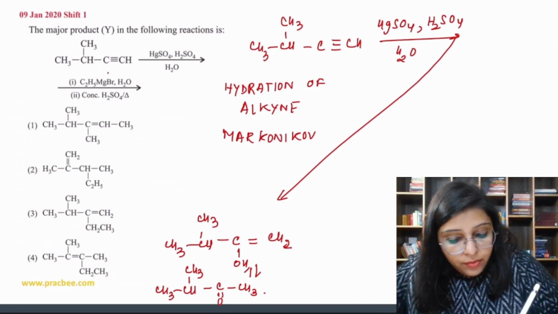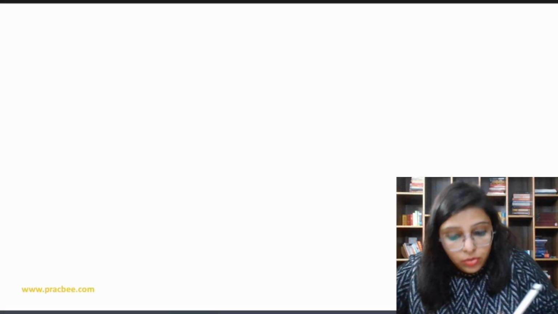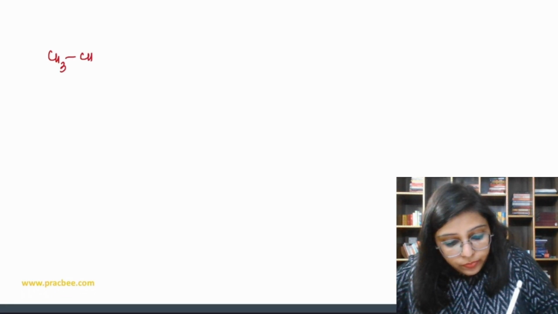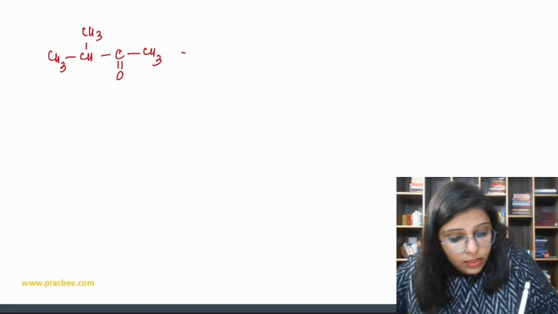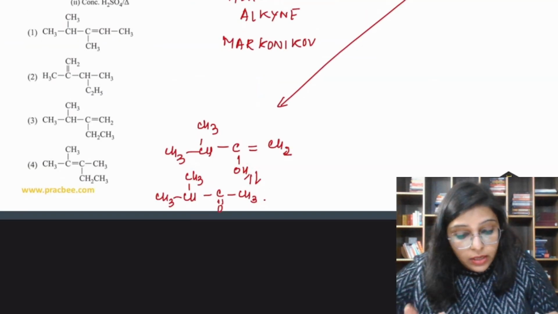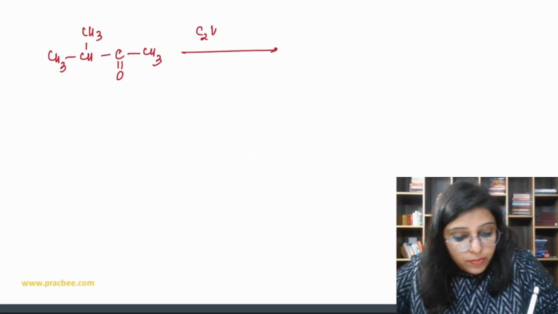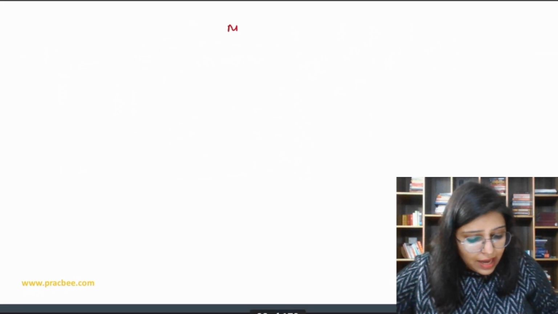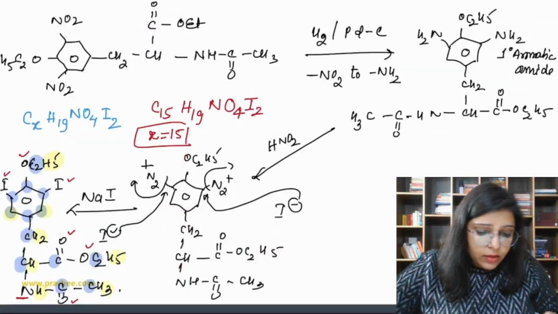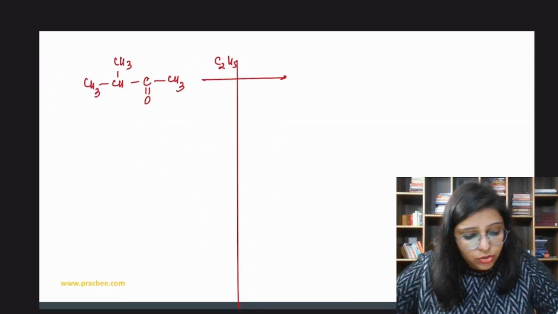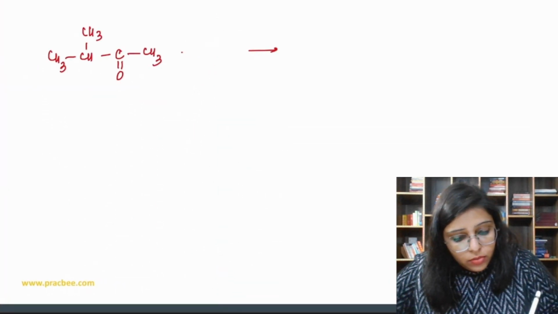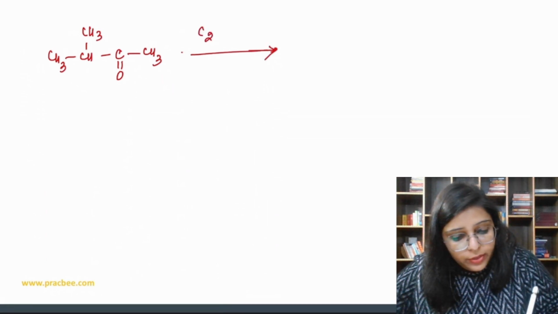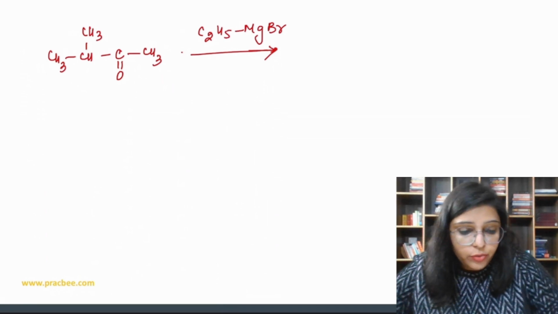Now we have a Grignard reagent. So if we have a ketone, then in the presence of Grignard reagent, C2H5MgBr. I have already discussed the mechanism in the above questions. So suppose C2H5MgBr. Okay. So what are we going to do? We are going to form an alcohol.